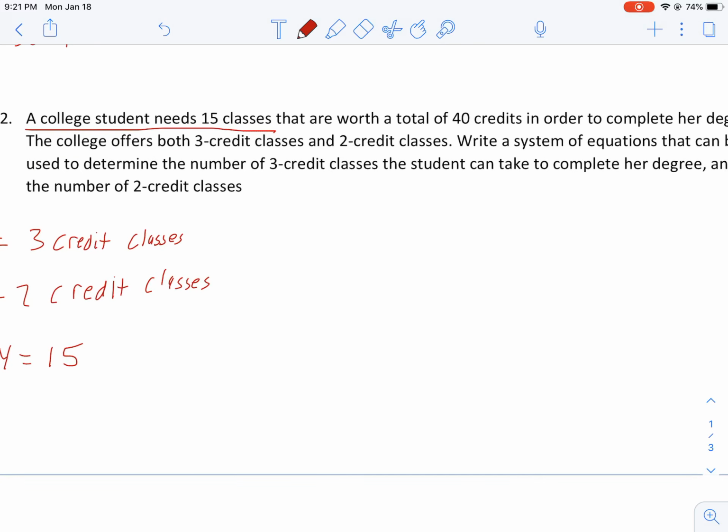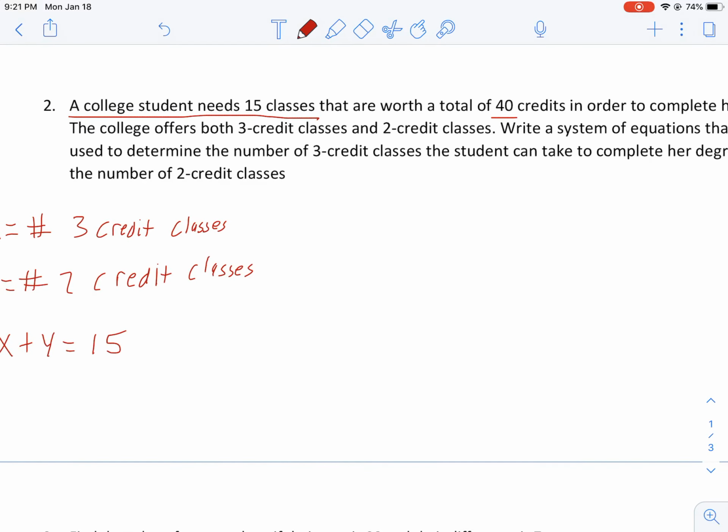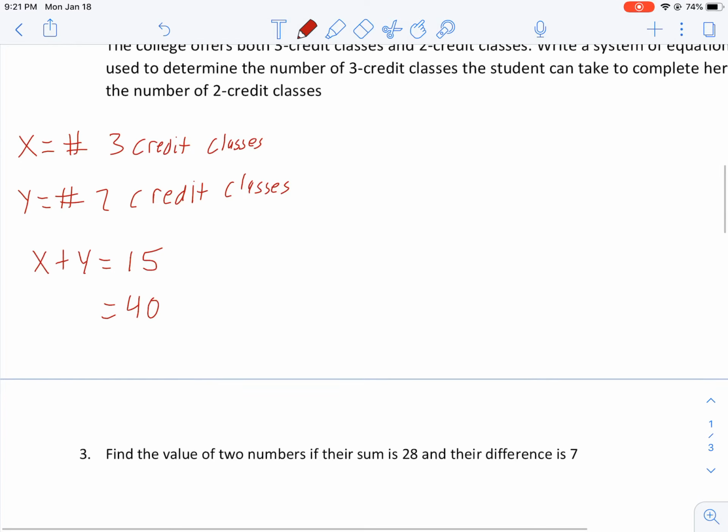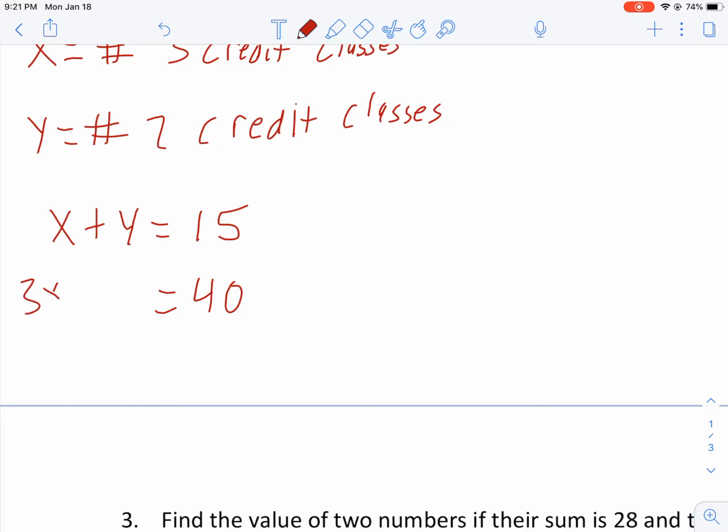The second one says it's going to be worth 40 credits. So that's actually the second equation. It's about the credits. So we know in total there's going to be 40 credits. We know that x is the 3 credit courses, so that's like 3x. And then we know that y is the 2 credit courses, so that's like 2y. So we've got 3x plus 2y equals 40.